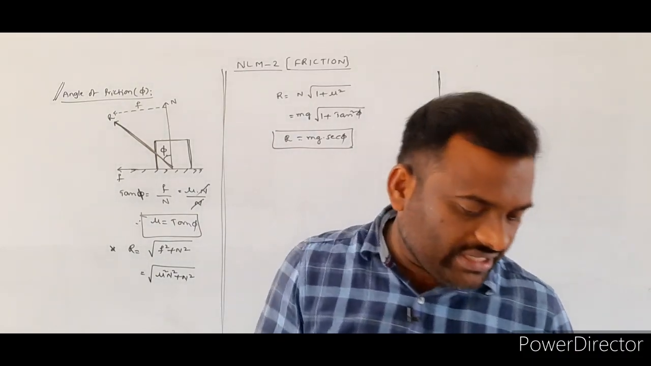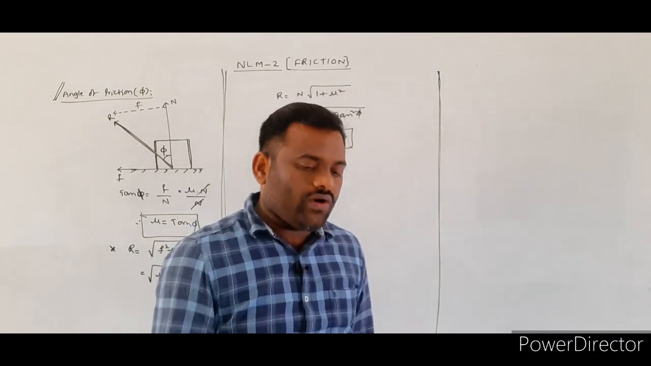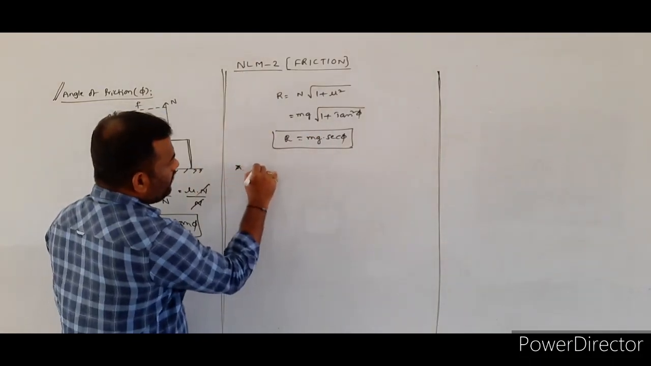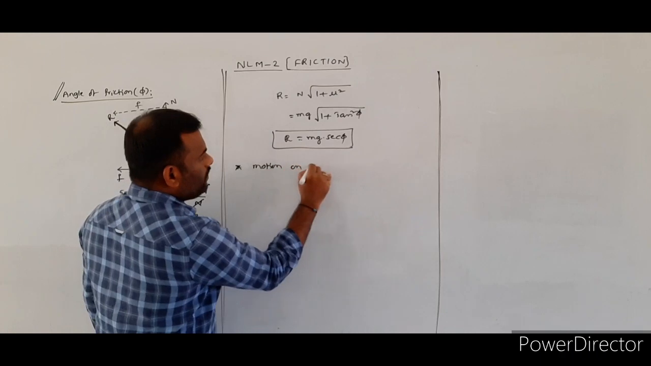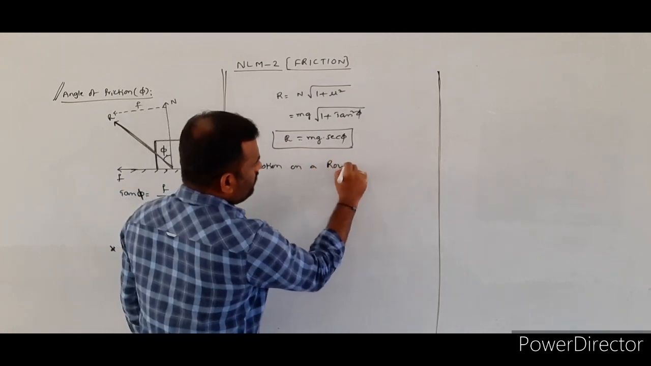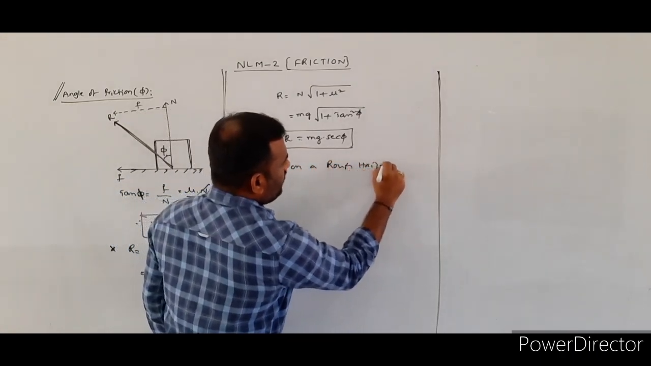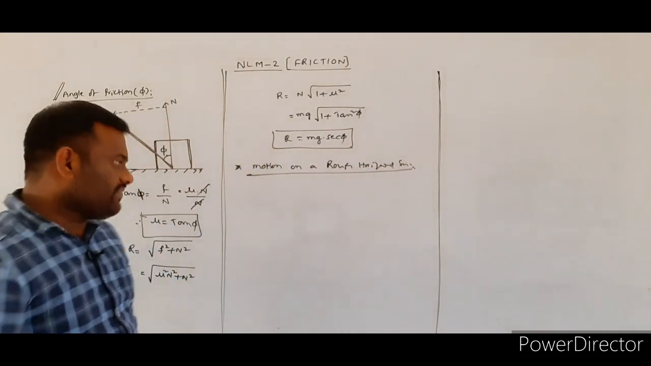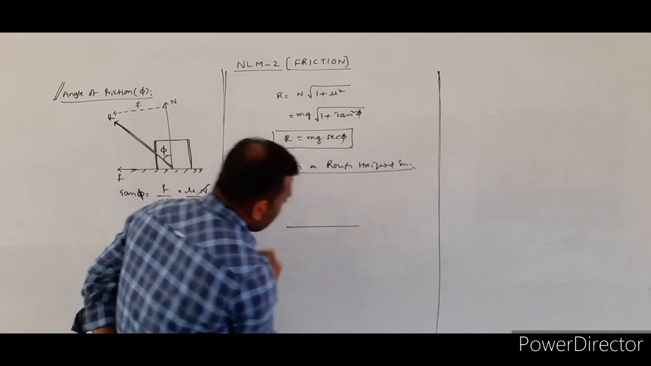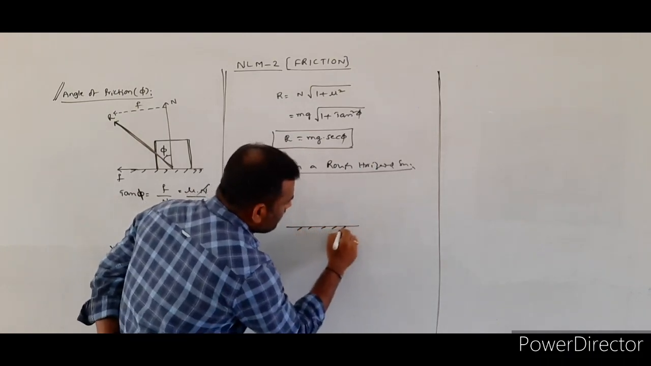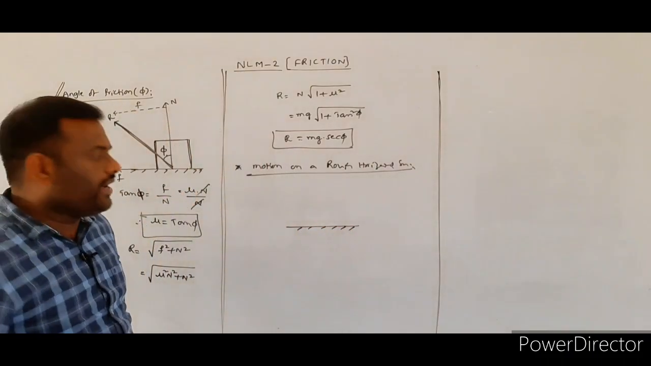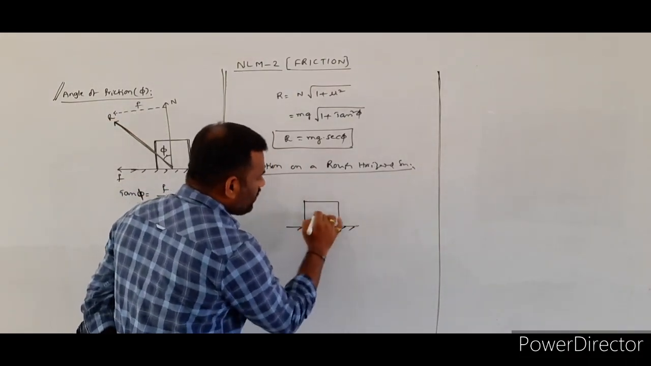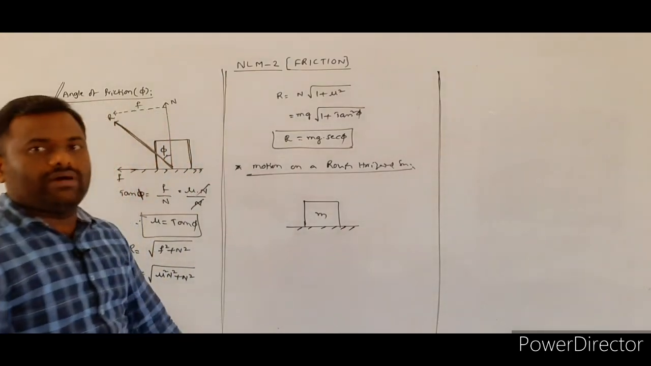And the next concept is motion on a rough horizontal surface. See here, we consider a rough horizontal surface. Over the rough horizontal surface, we place a block of mass m.